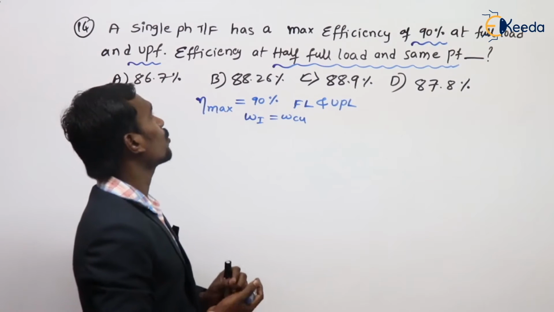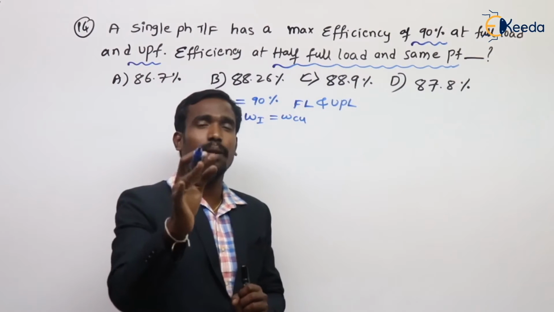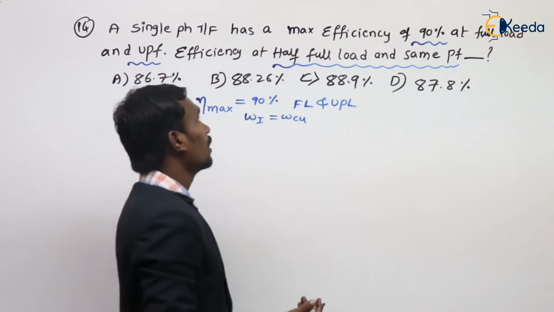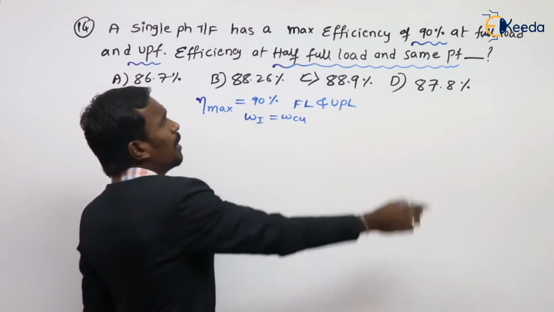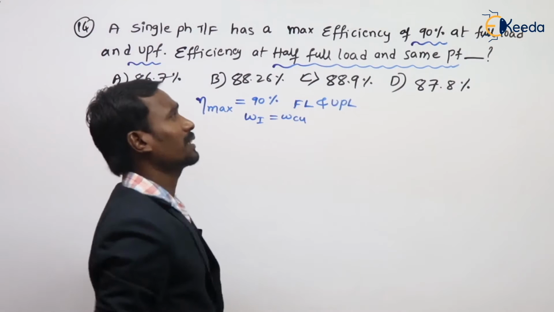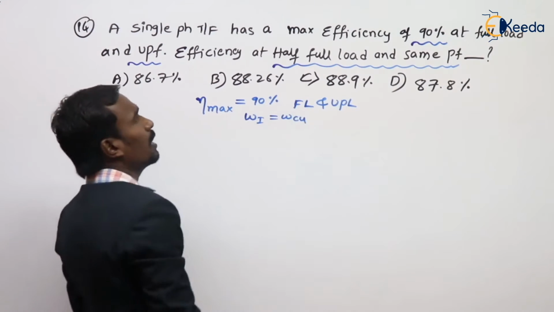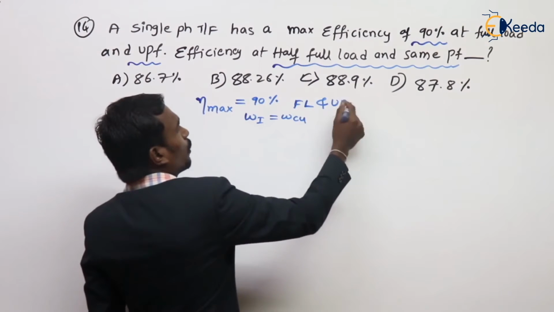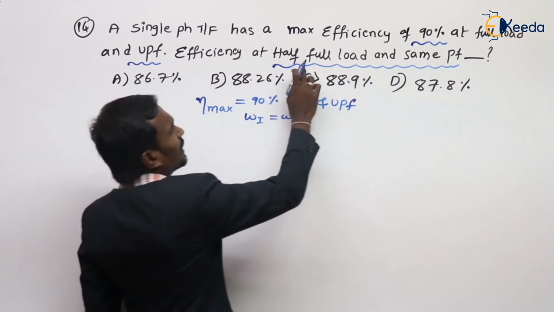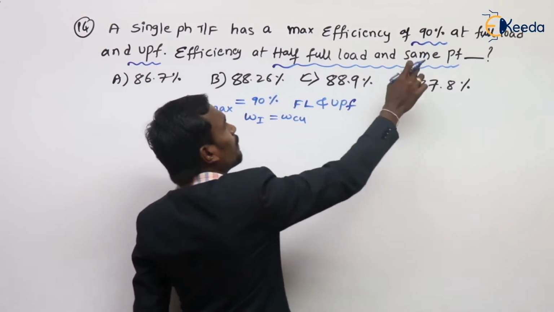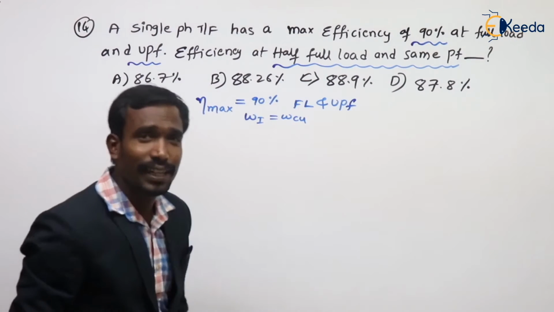In this video, see the question on efficiency. This type of question is very important for competitive exams. Let's see. A single phase transformer has a maximum efficiency of 90% at full load and unity power factor. The efficiency at half full load and the same power factor is what they are asking.